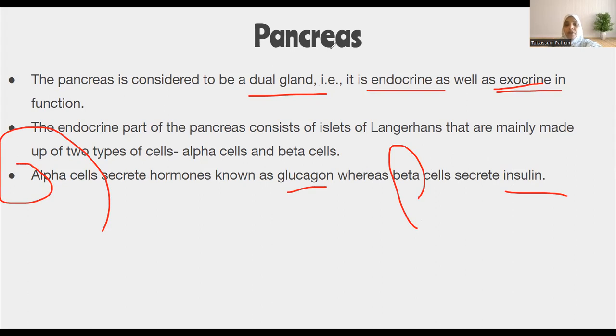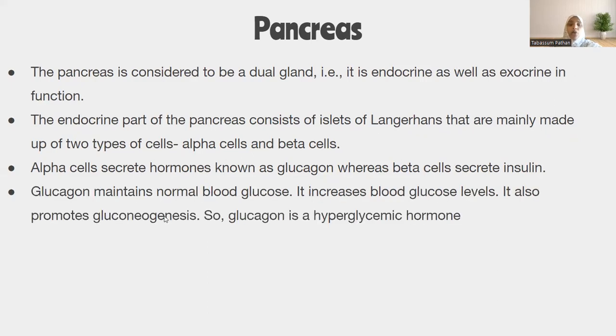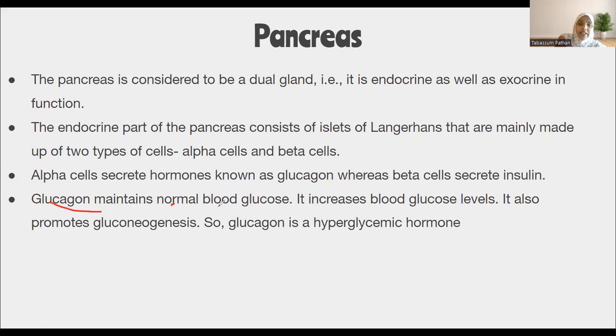What is the role of glucagon and insulin? We will see in a short while. Meanwhile, you must have got an idea of the role of insulin, because you have studied this in lower standards also, that insulin maintains the sugar level in your blood. Now glucagon also maintains normal blood glucose, just like insulin. It increases the blood glucose level, whereas insulin generally decreases the blood glucose level. Glucagon is doing the same work of maintaining the blood sugar level, but it does so through an increase in the blood glucose level.